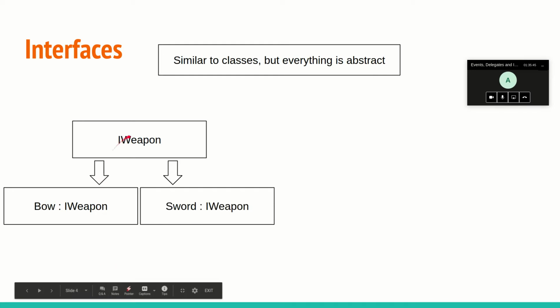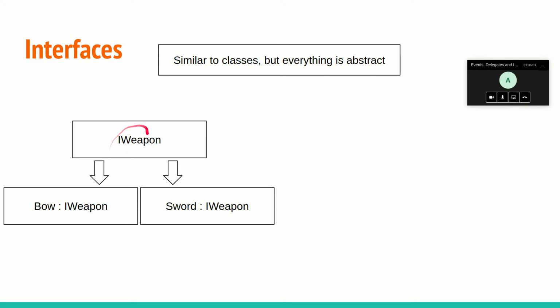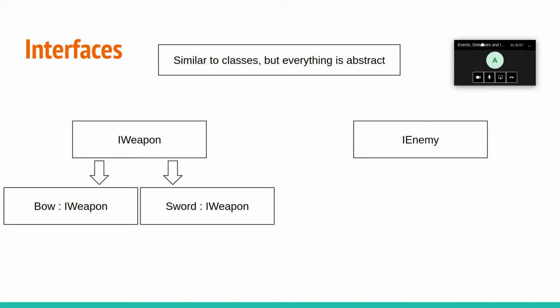Cool, and it works similar to inheritance, right? It's just everything is abstract. So you inherit Bow : IWeapon, Sword : IWeapon. You can see bows and swords, they both attack in somewhat different ways, but there's similar ideas there, right? Both of them are weapons. So they inherit from this IWeapon interface. And we can do the same with enemies. All right, IEnemy.